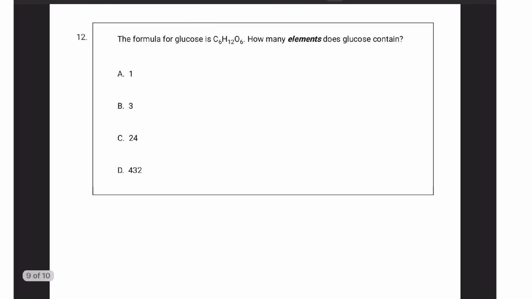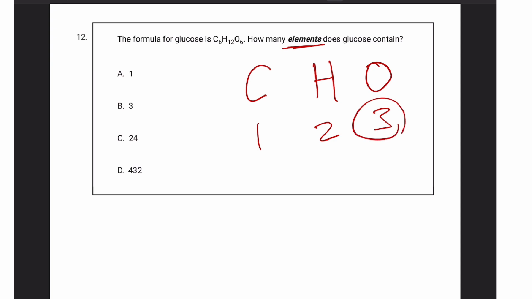Number 12. The formula for glucose is C6H12O6. How many elements does glucose have? We have carbon, we have hydrogen, and we have oxygen. That's 1, 2, 3. There we go.